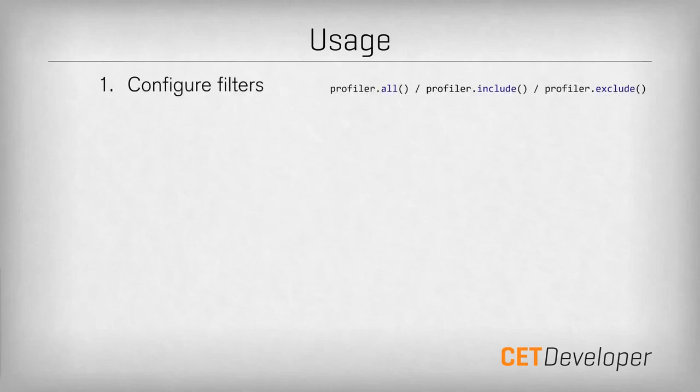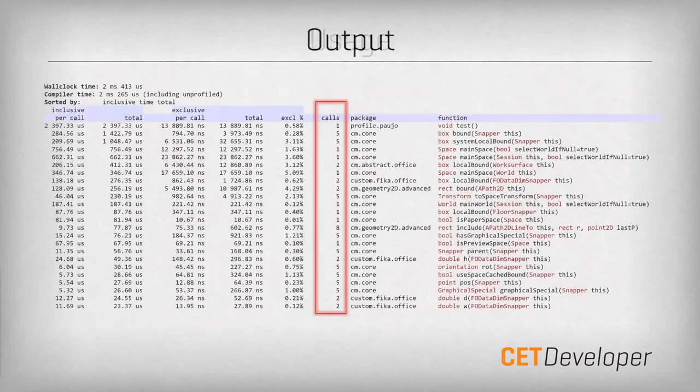So what does using the profiler look like? First, you need to configure your filters. There are different ways to filter down that data. Actually, I want to call out something here. You may have noticed that these functions are from all over the place. There's some from core, there's some from Fika, there's one from my profile, one from Active Office. It's from all over the place.